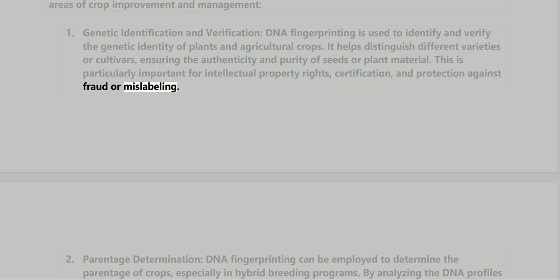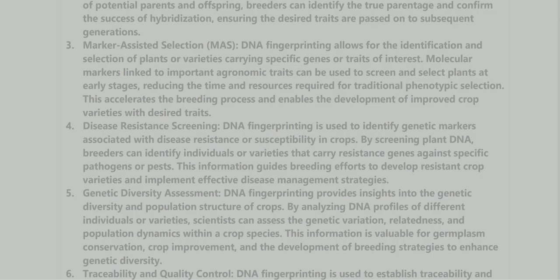2. Parentage determination. DNA fingerprinting can be employed to determine the parentage of crops, especially in hybrid breeding programs. By analyzing the DNA profiles of potential parents and offspring, breeders can identify the true parentage and confirm the success of hybridization, ensuring the desired traits are passed on to subsequent generations.